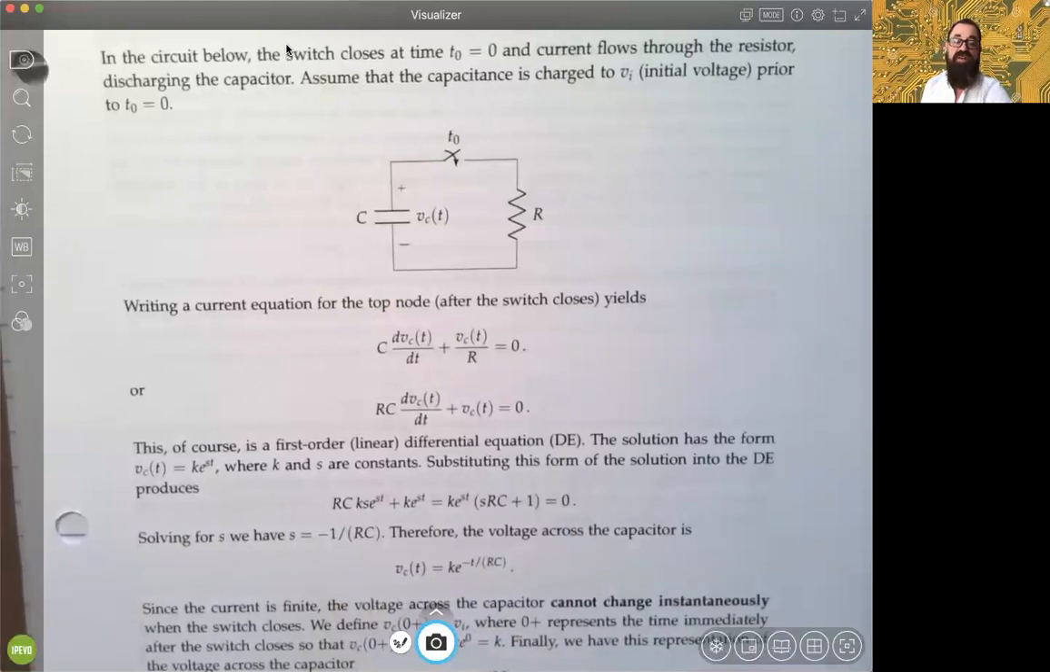So in that case, we've solved for s, and the voltage across the capacitor has this kind of form, all right? It's some constant times e to the -t over RC power. And of course, we would have to use some initial condition to figure out, for a specific problem, what that K constant is.